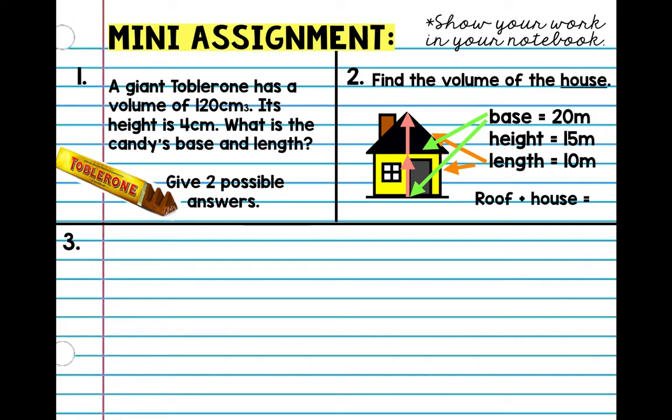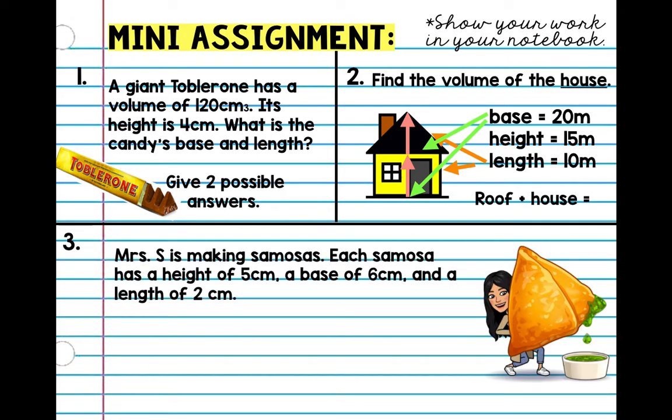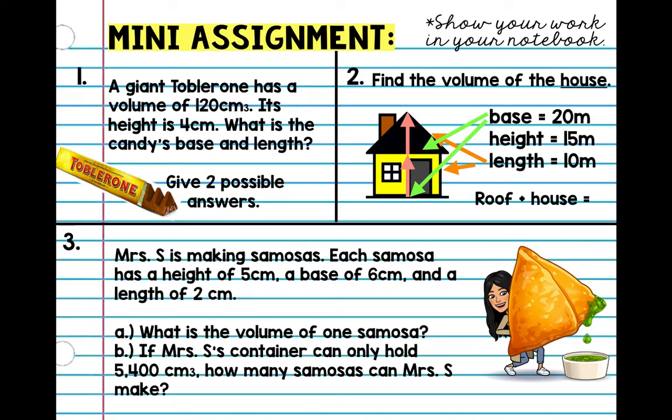Next, your final question for today: Mrs. S is making samosas. Each samosa has a height of 5, a base of 6, and a length of 2. Question A: What is the volume of one samosa? Letter B: if Mrs. S's container can only hold 5,400 cubic centimeters, how many samosas can Mrs. S make? Once you find your answer for A, you just have to work backwards and divide that into how much my container can hold. And there you go.